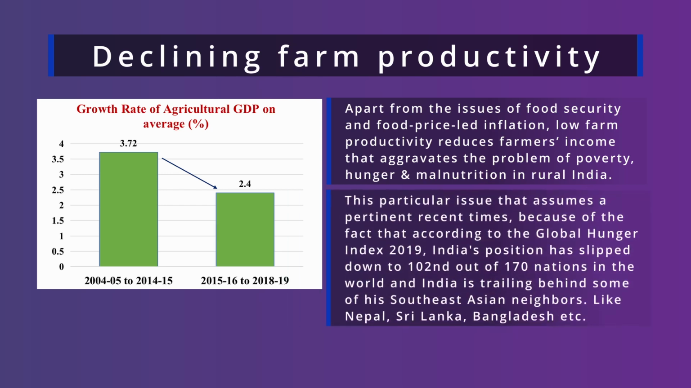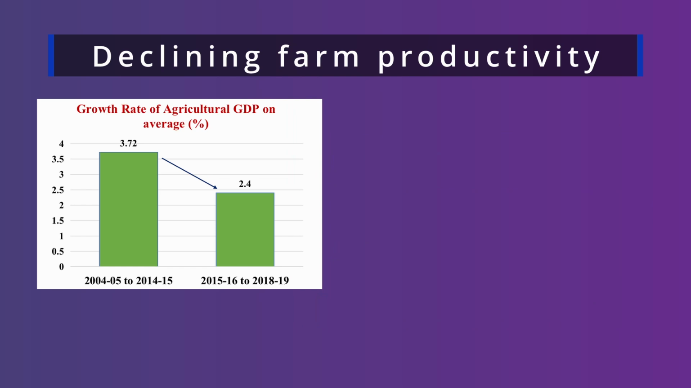Now, this particular issue also assumes pertinence in recent times because, according to the Global Hunger Index 2019, India's position has slipped down to 102nd out of 117 nations in the world, and India is trailing behind some of its Southeast Asian neighbors like Nepal, Sri Lanka, Bangladesh, etc.